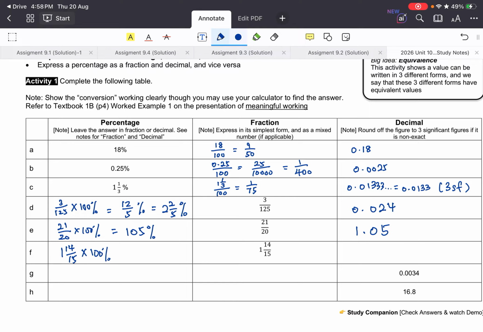Do the same thing, right? And this will work out to be 580 over 3%, which is equivalent to 193 and 1/3%, right? So in terms of decimal, it will be 1.933 recurring. Writing as 3 significant figure, it will be 1.93, 3 significant figure.